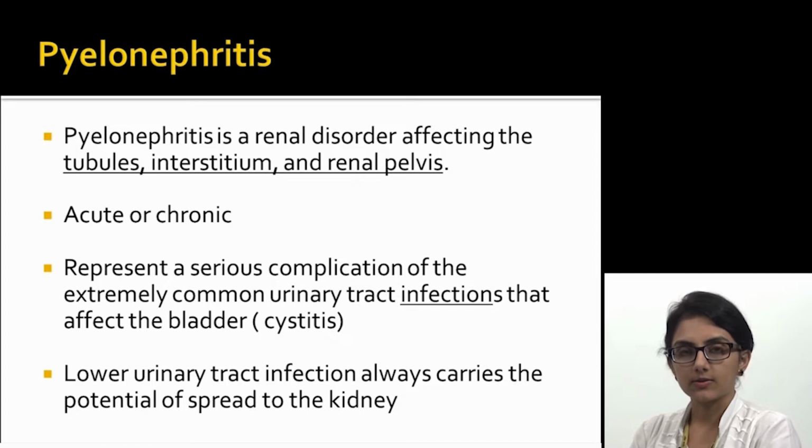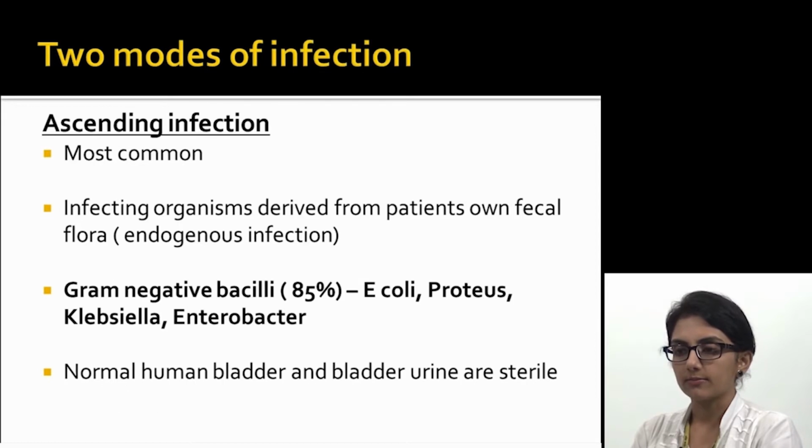Just like tubular interstitial nephritis, it could be acute or chronic, and it mostly represents a serious complication of the extremely common UTI or urinary tract infection that affects the bladder, which we call cystitis. So it's important to remember that every lower urinary tract infection always carries the potential to spread to the kidney to cause the more severe pyelonephritis.